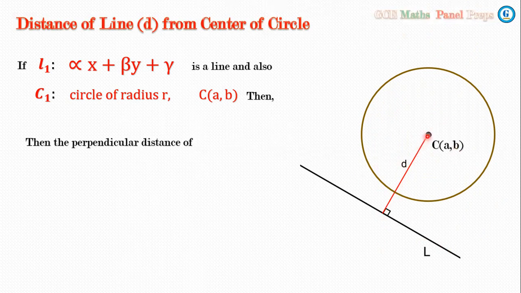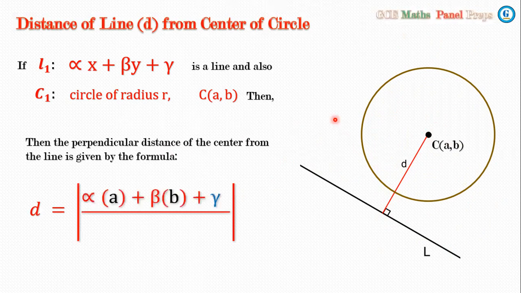So here we're looking for the perpendicular distance from the line to the center of the circle. The perpendicular distance of the center of the circle from the line is given by the formula d equals alpha, where we replace x by the x coordinate of the center of the circle, plus beta, where we replace y by the y coordinate of the center, plus gamma, all over the square root of the sum of squares of the coefficients of the line.